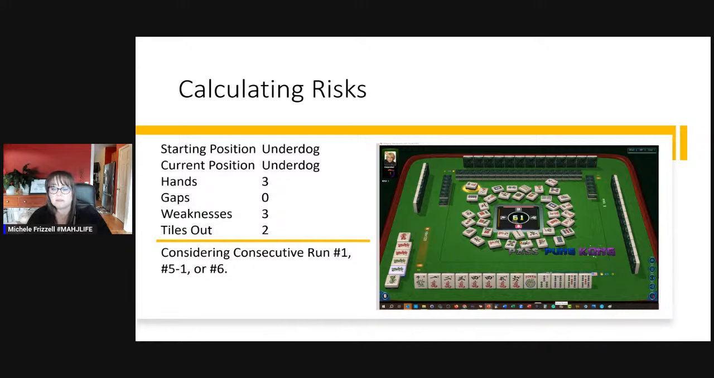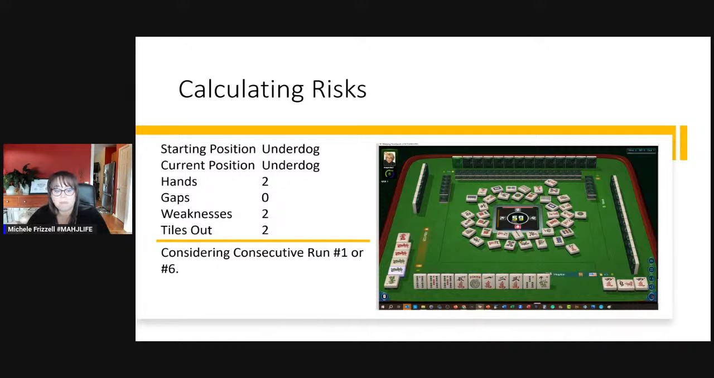Here's another chance for a four crack. And I'm probably going to take it now because our options are dwindling. If we don't start acting and expediting on a hand, we're going to miss out. We might even fold at this stage because we're in the middle of the game. In this case, I took it and I basically am committing to either consecutive run number one or 4-5-4-5 hand six. So we have five discards. I bumped us back to an underdog, which means we're going to take a low risk approach until we bump back up.